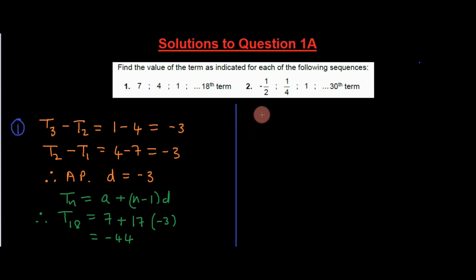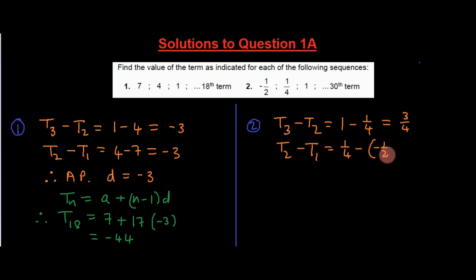Let's look at the second sequence here. We have negative a half, a quarter, 1, etc. And we must find the value of the 30th term. So let's once again check that it's an AP. So term 3 less term 2 is 1 minus a quarter. And we can do this on a calculator, but 1 minus a quarter is 3/4. Then term 2 less term 1 is a quarter minus negative a half, which is a quarter plus a half, which is also 3/4. So once again, it's an AP.